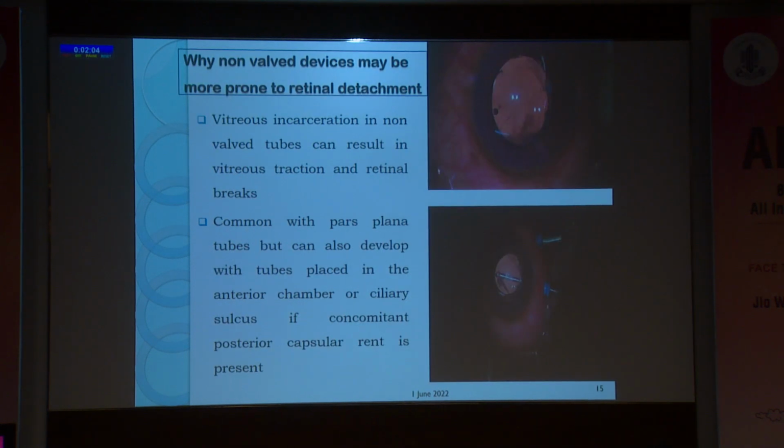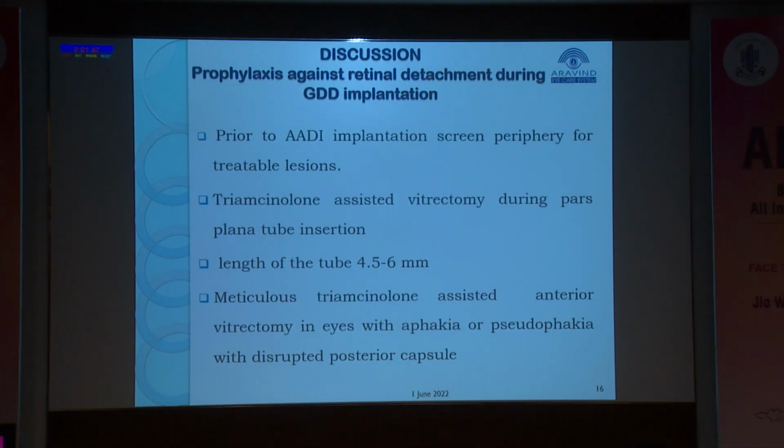Why are non-valved devices more prone to retinal detachment? That may be because of vitreous incarceration in these non-valved tubes, which can result in vitreous traction and retinal breaks. It's common with pars plana tubes, but this can also occur with tubes placed in the anterior chamber if there is a concomitant posterior capsular rent. How do we prevent retinal detachment during GDD implantation? We need to screen the periphery for any treatable lesions.